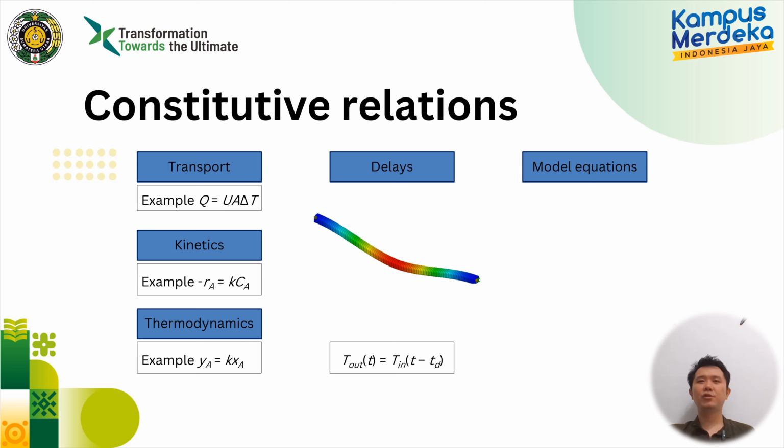We can also use model equations to provide a constraining relationship. An example of them would be the outlet flow rate of a tank, which can be modeled based on liquid height.